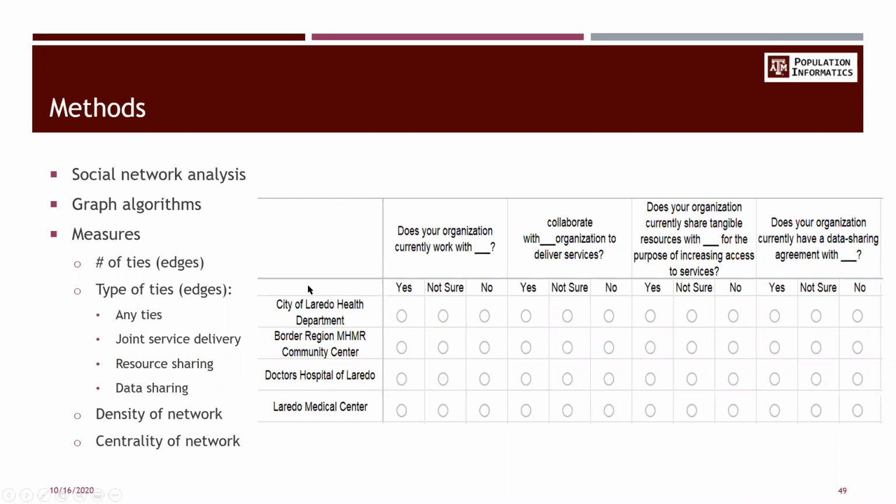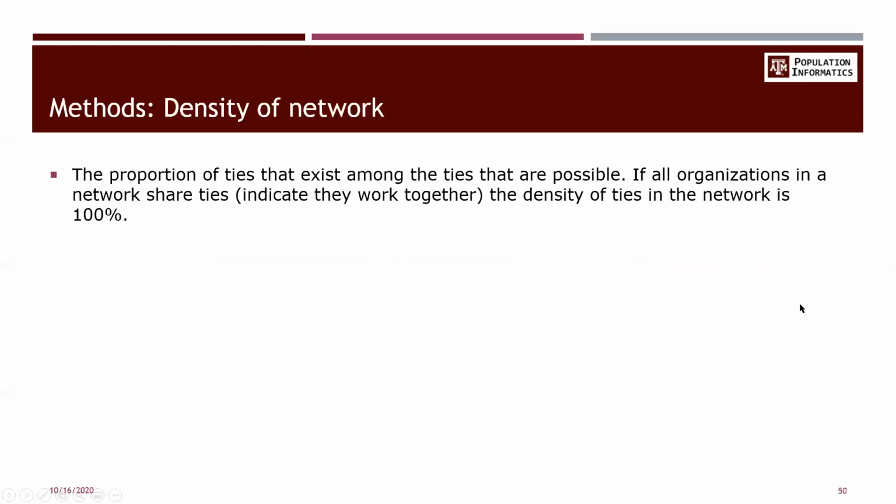This is an example of one of the smallest RHPs in Texas, which only has 4 providers. So you just ask each of them, do you work with the other 3 organizations? Do you collaborate with organization 1, 2, 3 for service delivery? Do you share tangible resources with them? Do you have data sharing agreements with them? And you answer yes, not sure, or no. So you collect data. This is the form of the data that we collected.